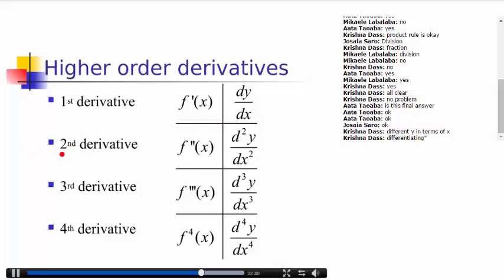So now, if we have a second derivative, then we have double dash here, and then we write d squared y over dx squared. This is something you need to go over.